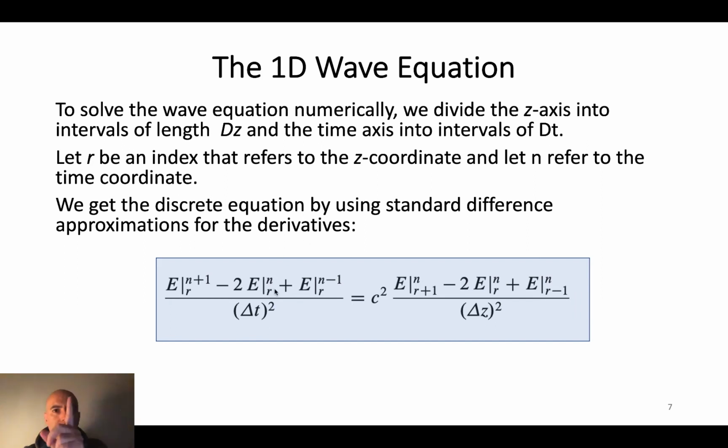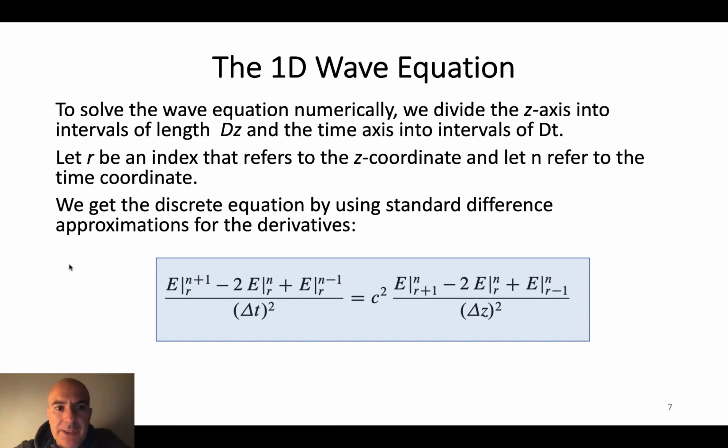So we will have r for the z coordinate, r plus 1 for the next z coordinate, and r minus 1 as the previous space coordinate. And we will use n to refer to the time coordinate or the time level.